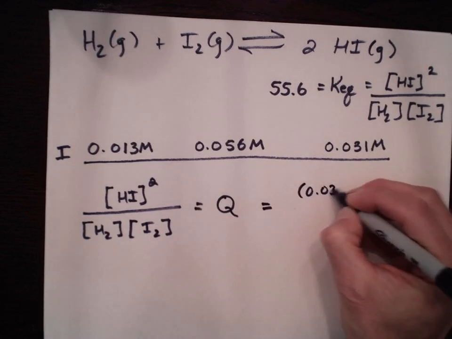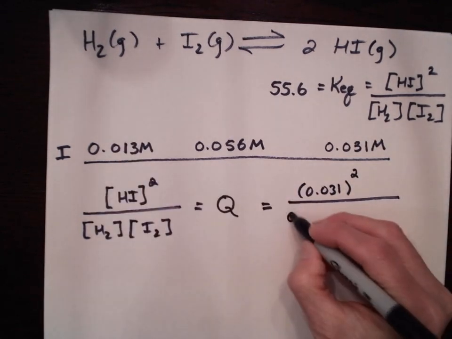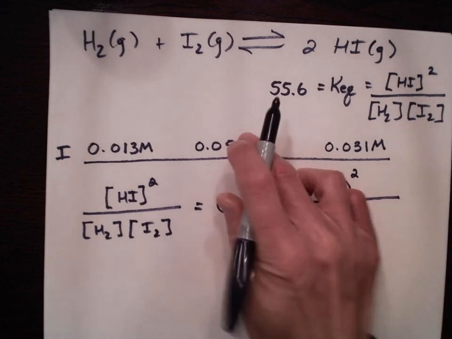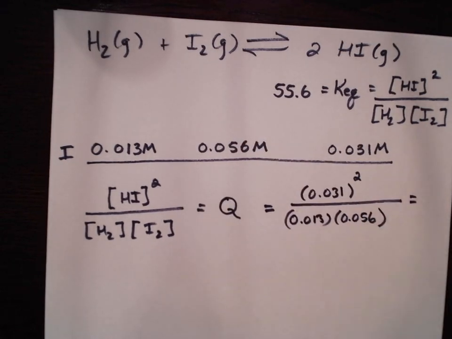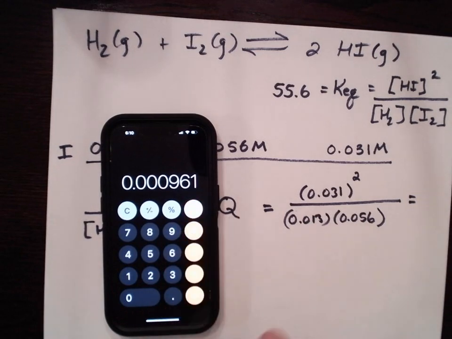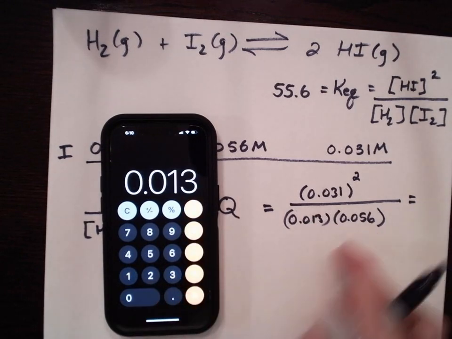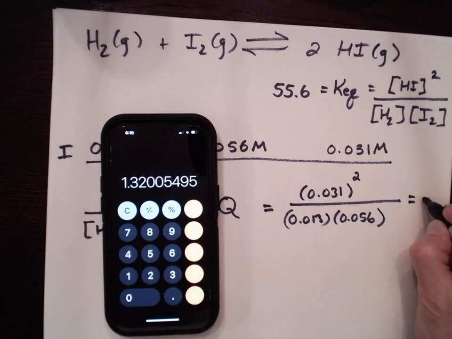That's going to be 0.031. We need to square that. We're going to divide that by 0.013. We also need to divide this by 0.056. So let's see where we're at in relation to the equilibrium constant. So I'm going to take 0.031, multiply it by itself. So that's 0.031 squared. We're going to divide this by 0.013. And we're also going to divide this by 0.056. And we see that we're at a value of 1.32.